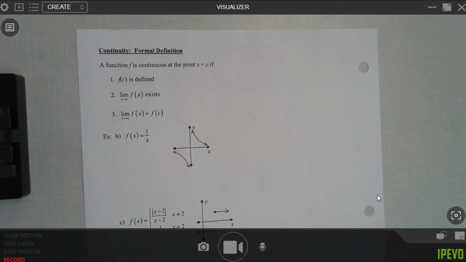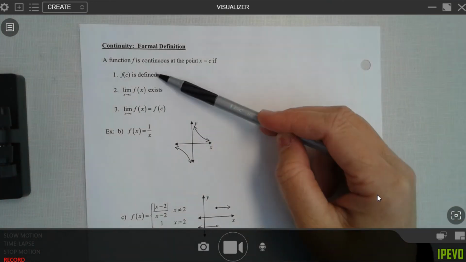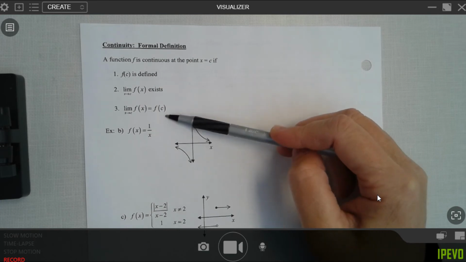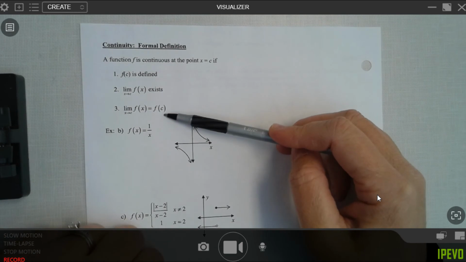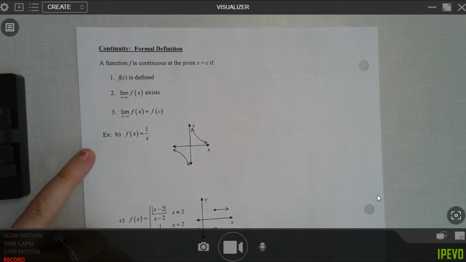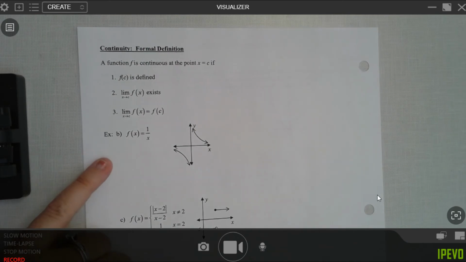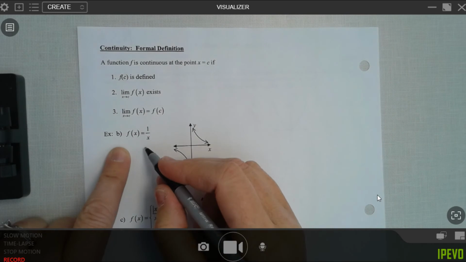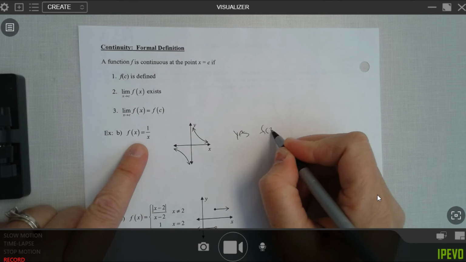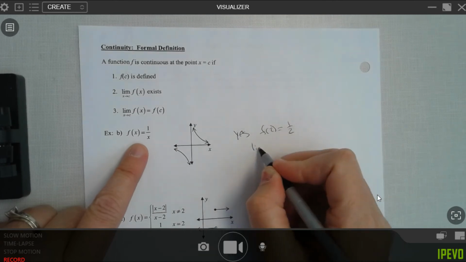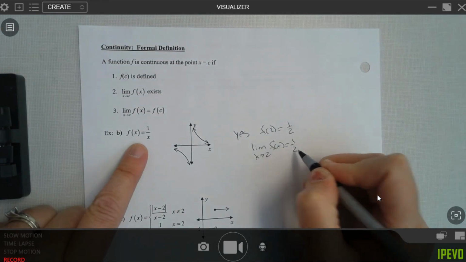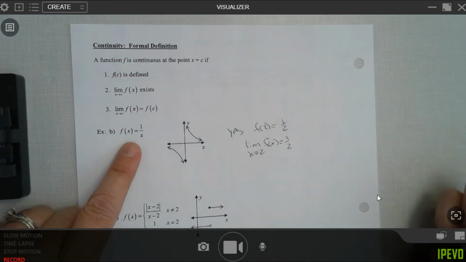So the formal definition of continuity is that you have a y value and that the limit exists and that the limit equals the y value. So we're saying the limit from the left equals the limit from the right is continuous. So we would say this right here, is it continuous at a point f equals c? So I could say, is this continuous at 2? And you could say yes, because f of 2 would be a half. And the limit as x approaches 2 of f of x would equal a half. Since these are the same, it is continuous then.